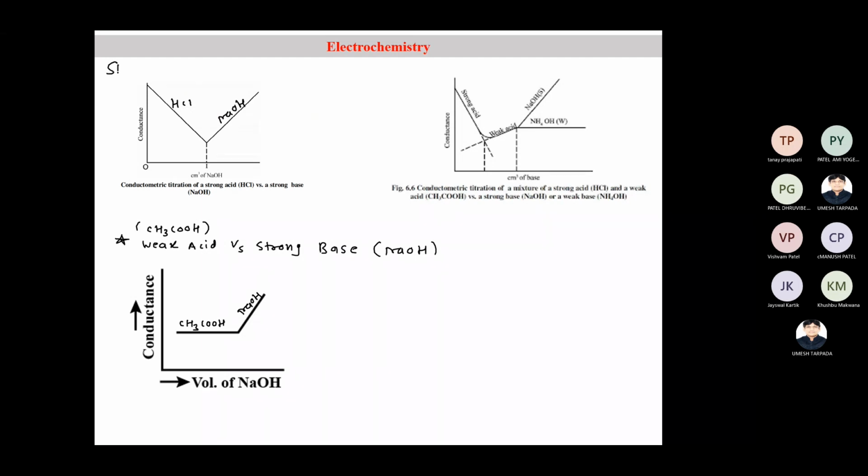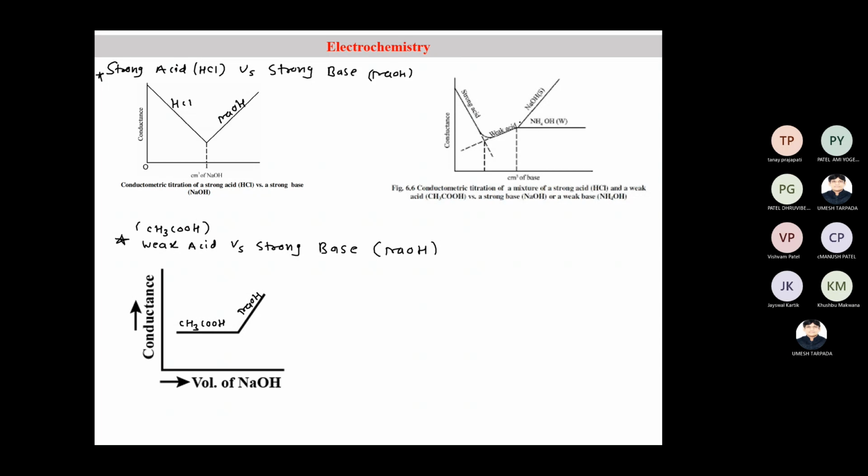Here, this is a plot of a strong acid, that is HCl, versus a strong base, that is NaOH. And this is a mixture of acids. This plot is ultimately nothing but a mixture of HCl and acetic acid versus NaOH.